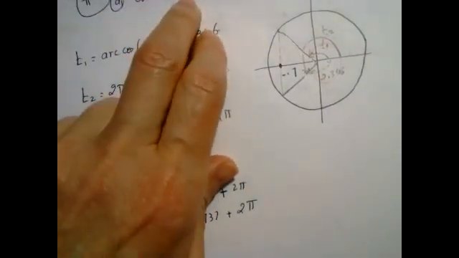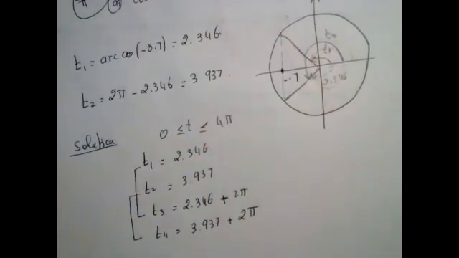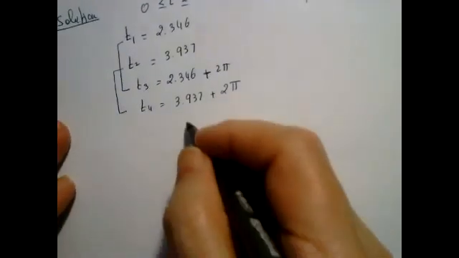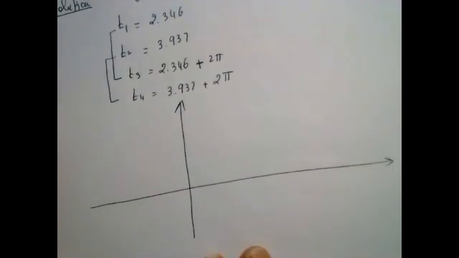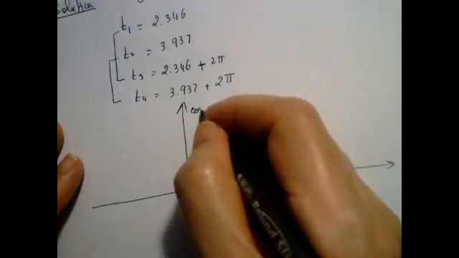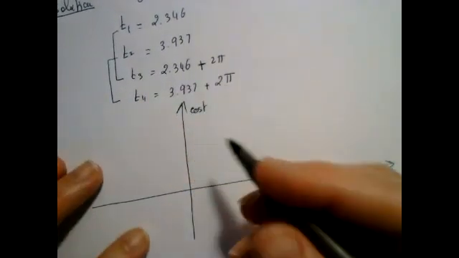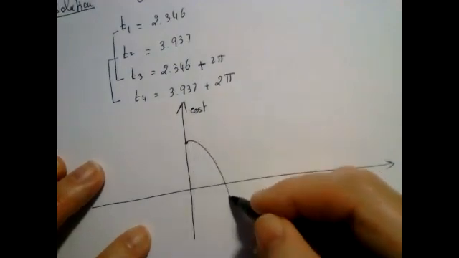So finally, on the graph of cosine, let us see the solutions. On the graph of cosine, meaning if I sketch the graph of cosine. So this is cosine t. Thank you guys for the answers. And I sketch the graph. That's how it works.